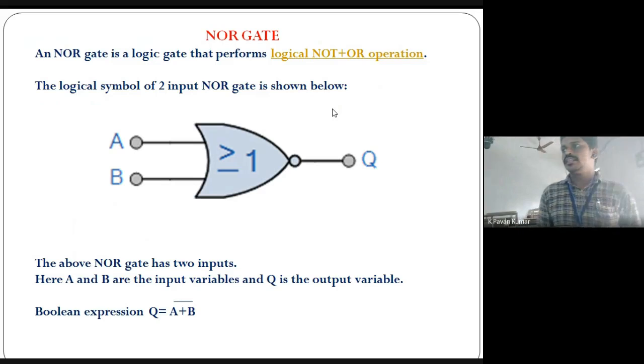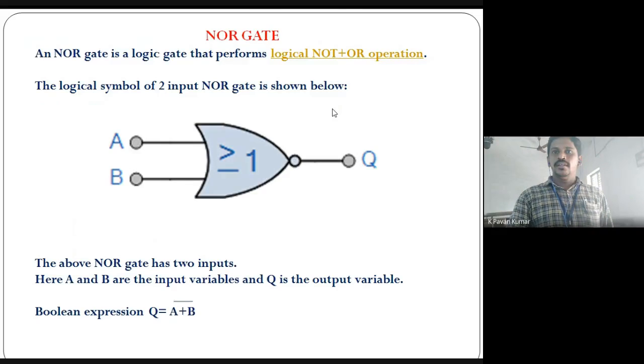In the previous section, we discussed OR logic, A plus B. In this NOR gate, we are adding two gates here, NOT gate plus OR gate. The NOT gate plus OR gate is added to two inputs A and B, and output Q equal to A plus B whole bar, which is the NOR operation.